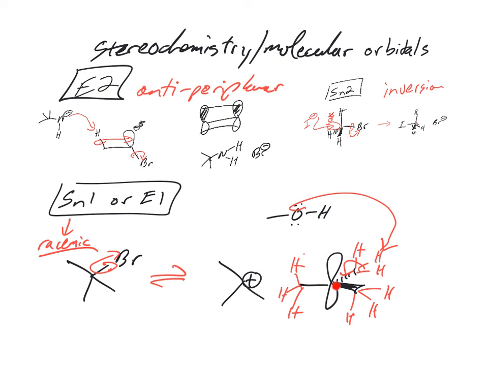You form that flat carbocation. SN1, the nucleophile can come from the top or the bottom, so you get racemic mixtures. E1 is just looking for beta hydrogens again. But E1 is not worried about anti-periplanar. Doesn't matter.